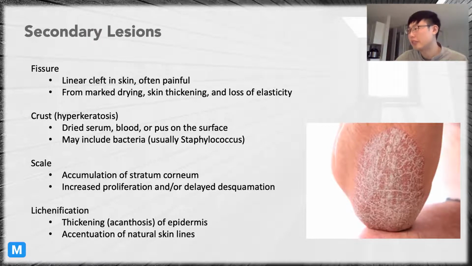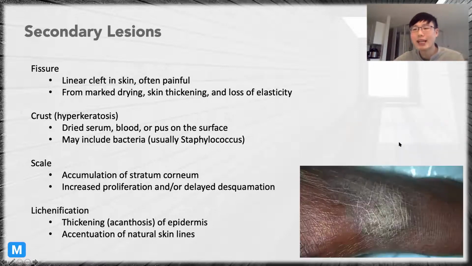So when you think of scales, you want to think of epidermal change. What is happening in the epidermis? The last one is lichenification. It's basically thickening, or the fancy pathology term is acanthosis of the epidermis. You can see this is relatively normal skin, and then here's the skin with significant lichenification, which means accentuation or marked skin lines.